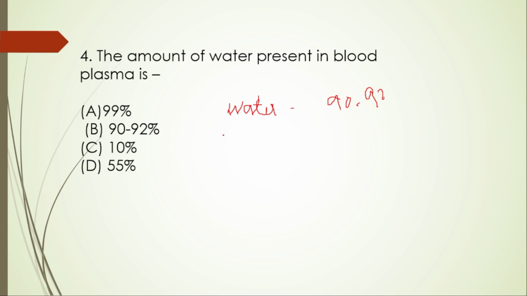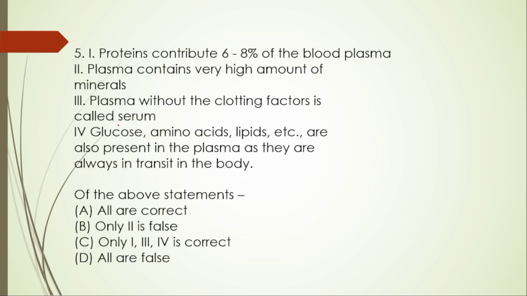And what about proteins? It contains 6 to 8% proteins, such as fibrinogen, albumin, globulins, etc. And next, other solutes, roughly 1 to 2%, like glucose, gases, etc. So here the right option will be option B.